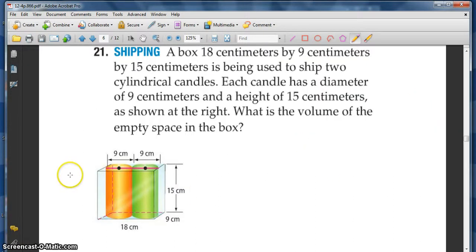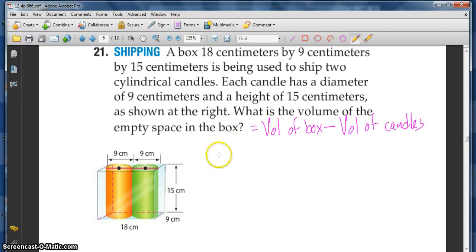Number 21, a box 18 centimeters by 9 centimeters by 15 centimeters is being used to ship two cylindrical candles. Each candle has a diameter of 9 centimeters and a height of 15 centimeters, as shown at the right, or actually down below here. What is the volume of the empty space in the box? So the volume of the empty space will be equal to the volume of the box minus the volume of the candles.